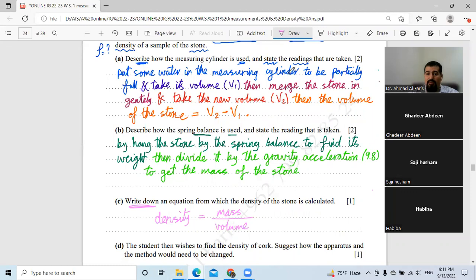So in part A, we find the volume. Now we need to find the mass. The spring balance finds the weight. We divide this weight by the gravity acceleration, 9.8, to find the mass. And then mass over volume is the density of the stone.